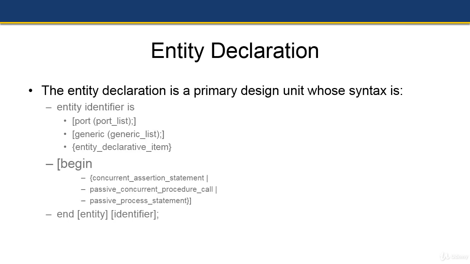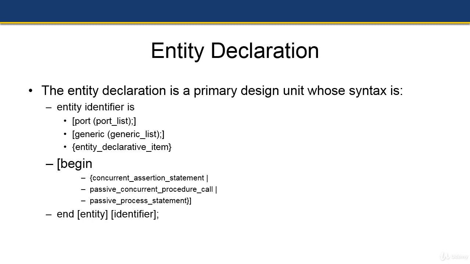The entity is basically how we look to the outside world, what our inputs and outputs are, perhaps some generic things that we might associate with the instantiation of this particular entity. It also allows us to do a couple of other things. Let's chew into the syntax. The entity declaration is a primary design unit whose syntax is as you see here.